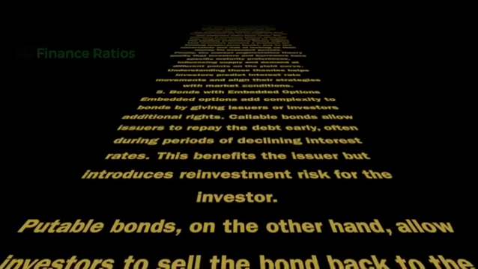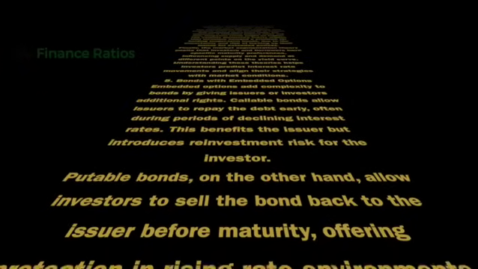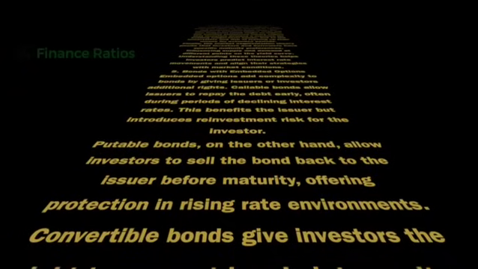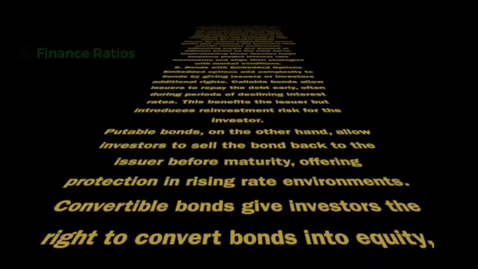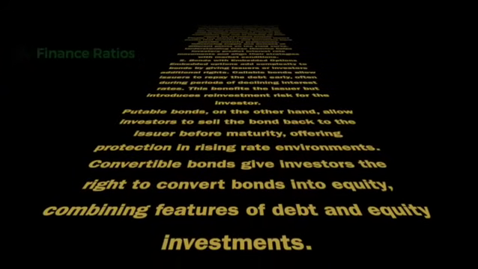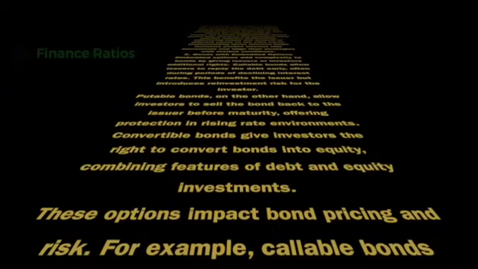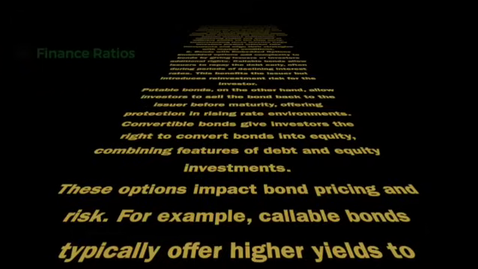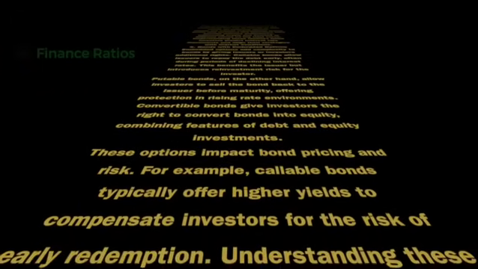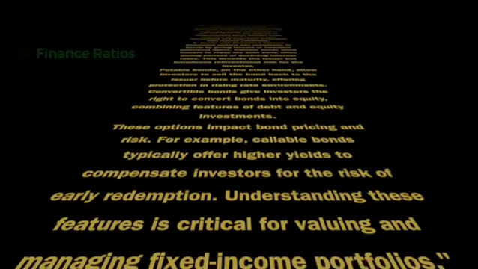Putable bonds, on the other hand, allow investors to sell the bond back to the issuer before maturity, offering protection in rising rate environments. Convertible bonds give investors the right to convert bonds into equity, combining features of debt and equity investments. These options impact bond pricing and risk. For example, callable bonds typically offer higher yields to compensate investors for the risk of early redemption. Understanding these features is critical for valuing and managing fixed income portfolios.